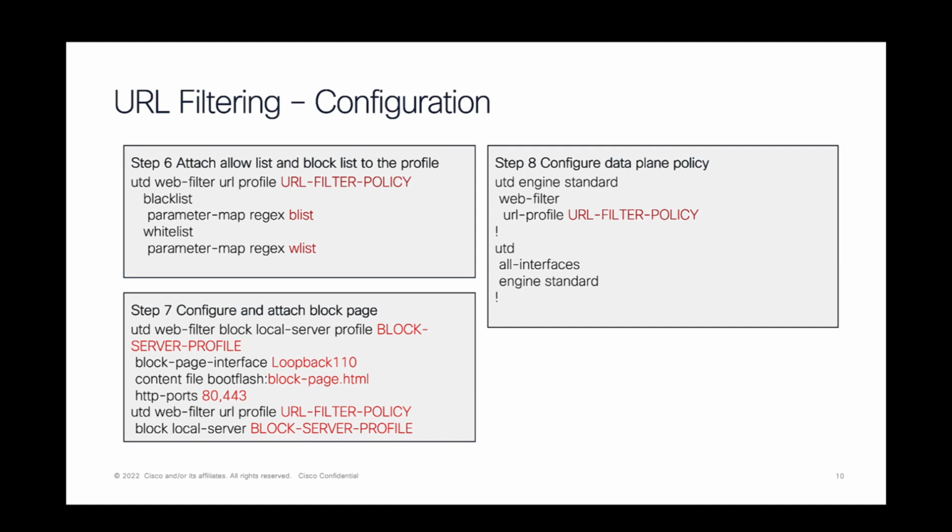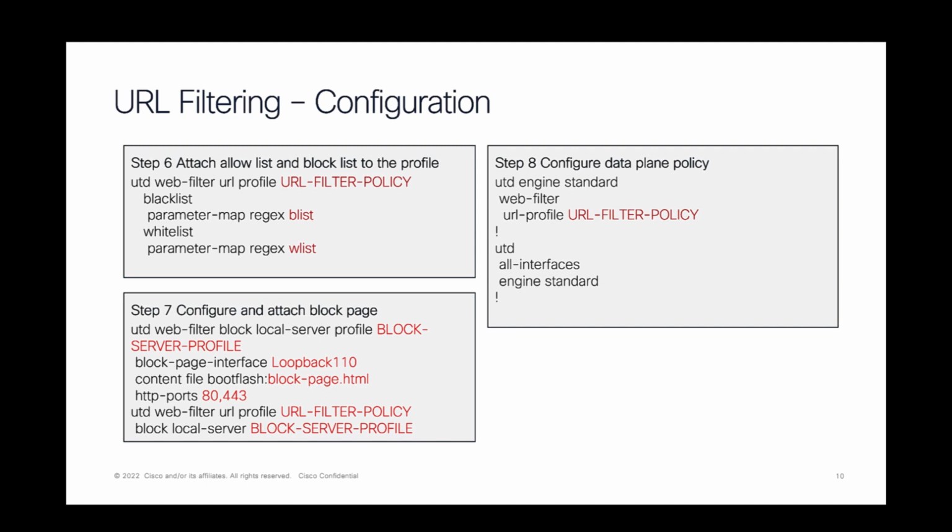And then we can also specify what ports we want this block page to show up on. And in this one, I'm showing that I want to display this on port 80 and 443. And then we can attach this block policy to our URL filtering policy. And once we do that, we can go ahead and configure the data plane policy. And all we have to do is go into the UTD engine standard configuration. And then we specify the profile that we want our UTD web filter engine to use.